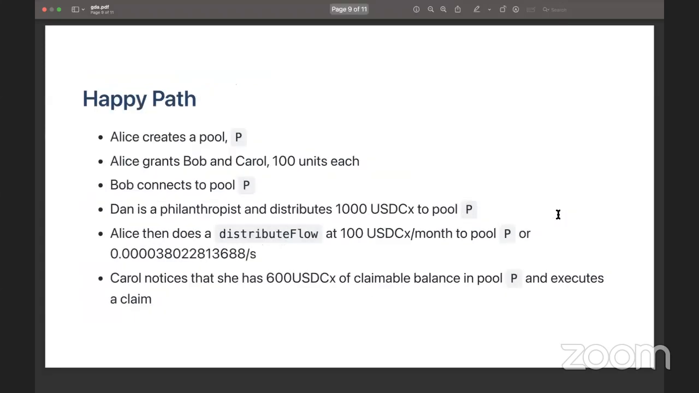Yeah, I'll continue. So, a very happy path of how this would work. Alice would create a pool, let's call it P. Alice can grant Bob and Carol 100 units each in pool P. Bob decides to connect to pool P because he knows how pools work. Dan is a philanthropist and decides to just distribute 1,000 USDCX to pool P. So Bob would receive 500 at this point, and then 500 would be in the pool for Carol to claim later.